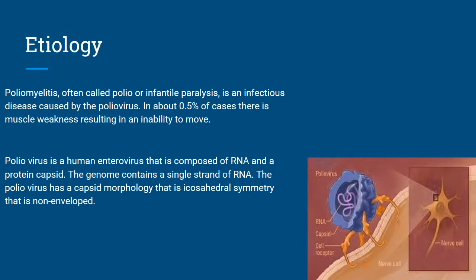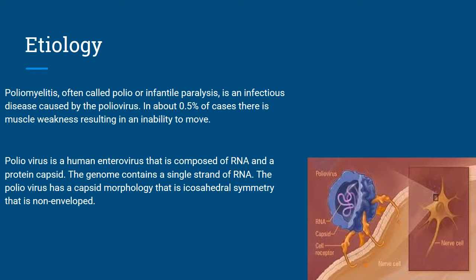Etiology for the polio virus, because it is a virus and not a bacteria, is that of a human enterovirus composed of RNA and a protein capsid. The polio genome contains a single strand of RNA. Poliovirus has a capsid morphology and has an isohedral symmetry, and it is non-enveloped as well.